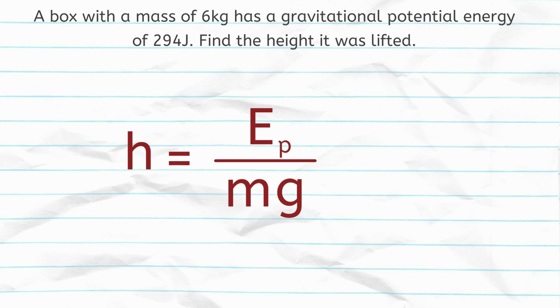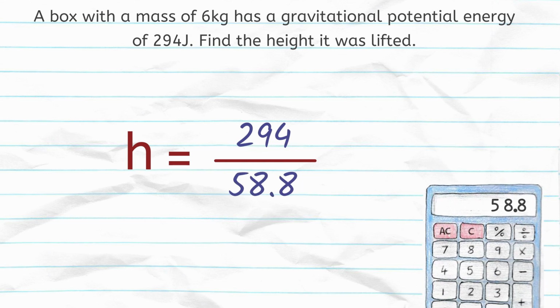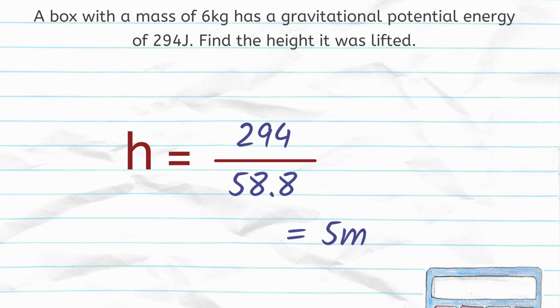We know the gravitational potential energy is 294 joules. The mass of the box is 6 kilograms and the gravitational field strength is 9.8. First we calculate 6 times 9.8, which is 58.8. 294 divided by 58.8 gives us 5. So the height is 5 meters.